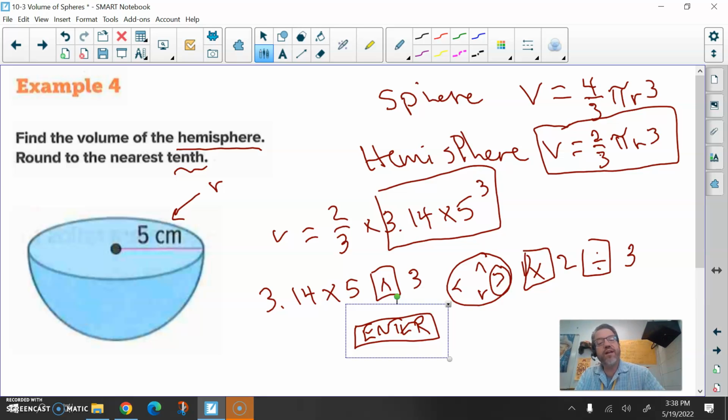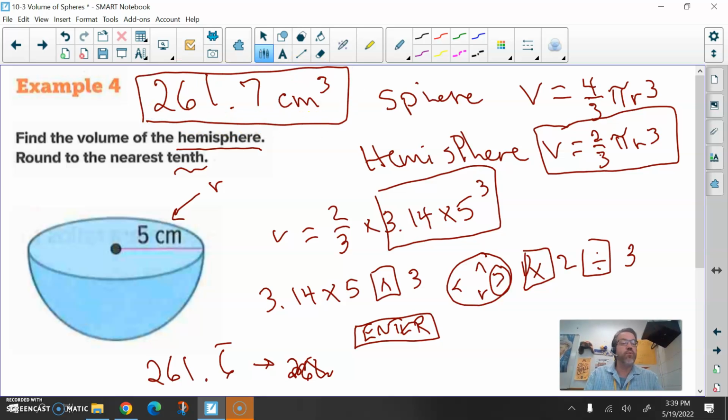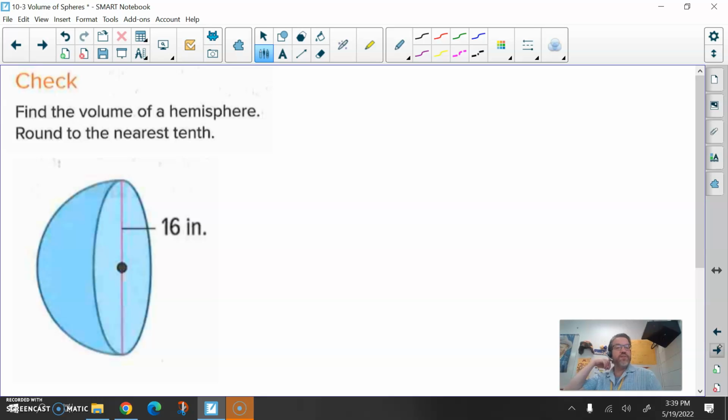All right, if you did everything correctly, you should have gotten 261.6 repeating for an answer. We're going to round this to the nearest tenth, though. So we'll write 261.7, that would be the answer to the nearest tenth. And my label, since we're working with centimeters and its volume, we want cubic centimeters. There it is, 261.7 cubic centimeters.